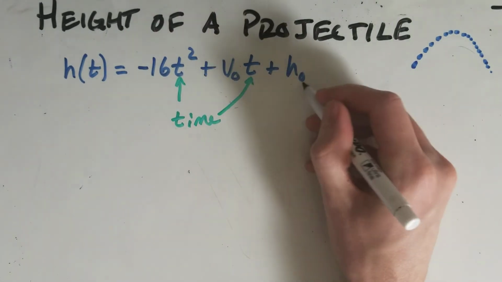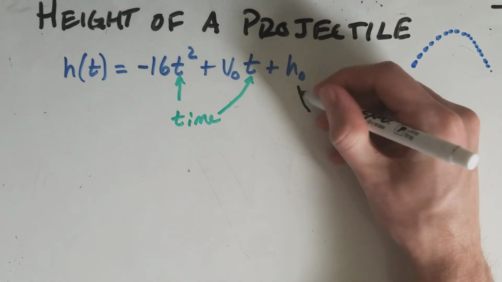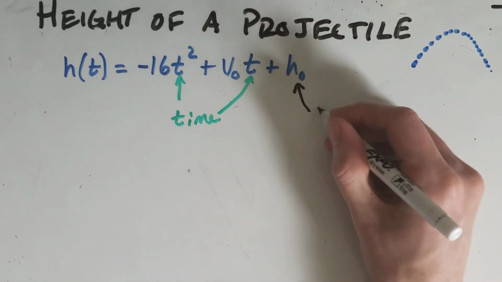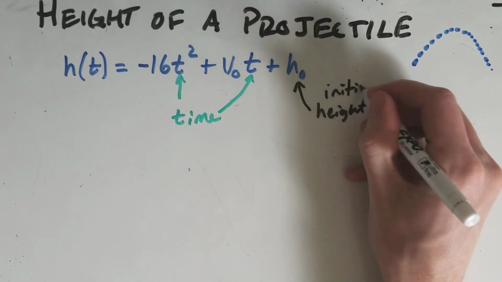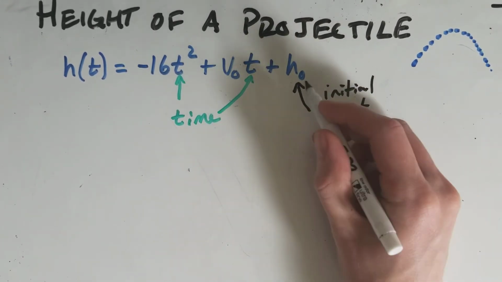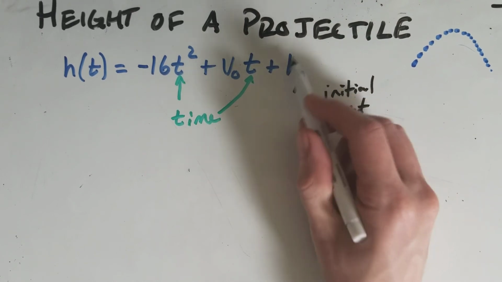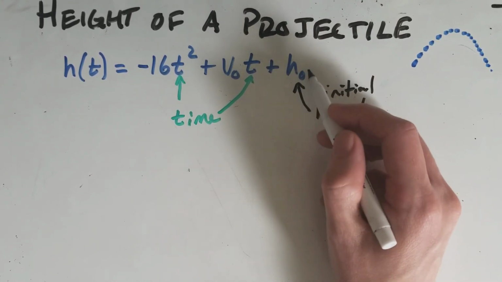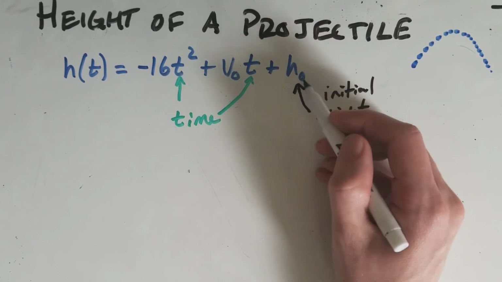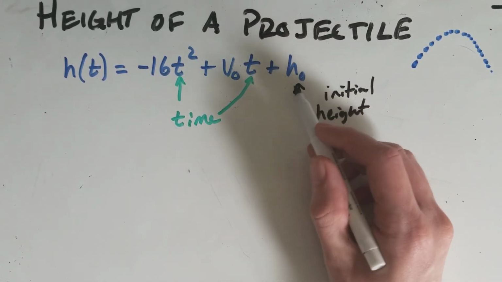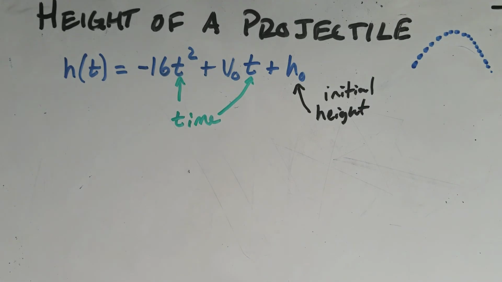This h sub o here, the reason the subscript's there is because it's not just height, it's the height initially. So it's the initial height, the height when time is 0. This is going to be your starting height here. So it's not just the height, it's the starting height, it's what you're initially at. So that's why we have that subscript to differentiate between the two.